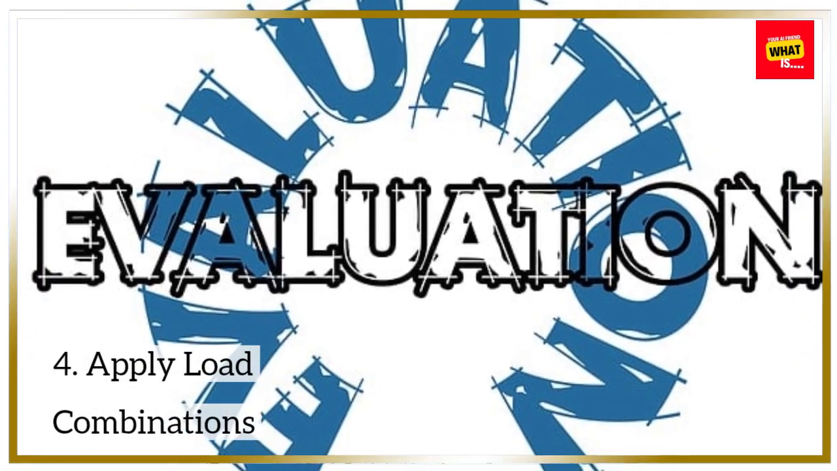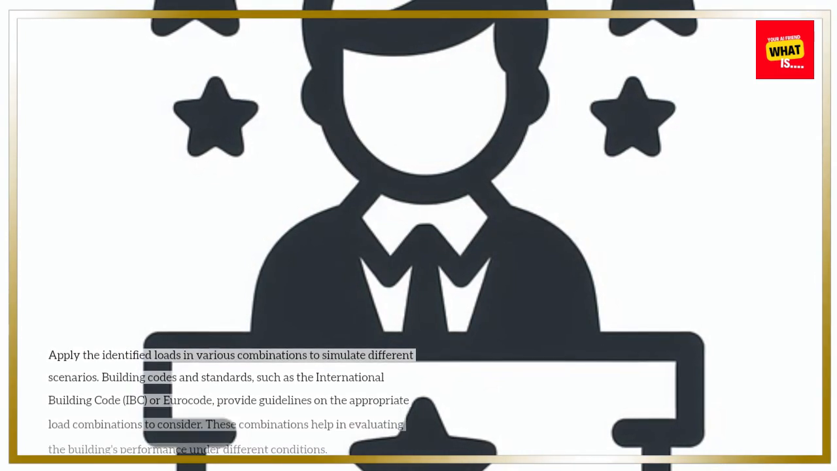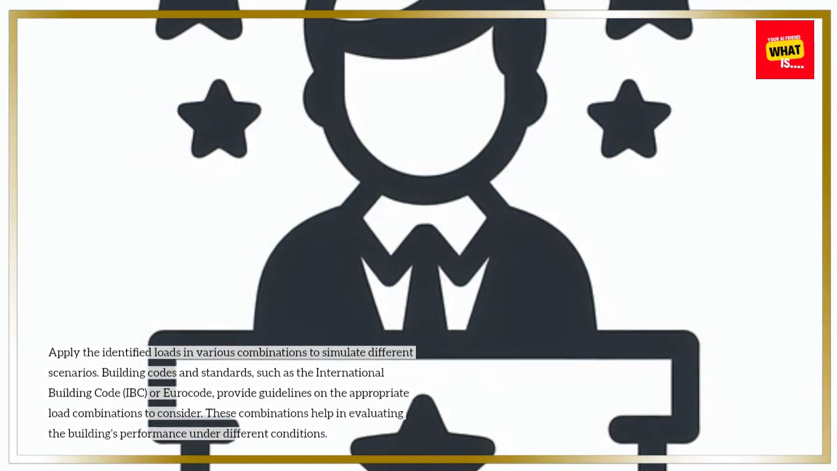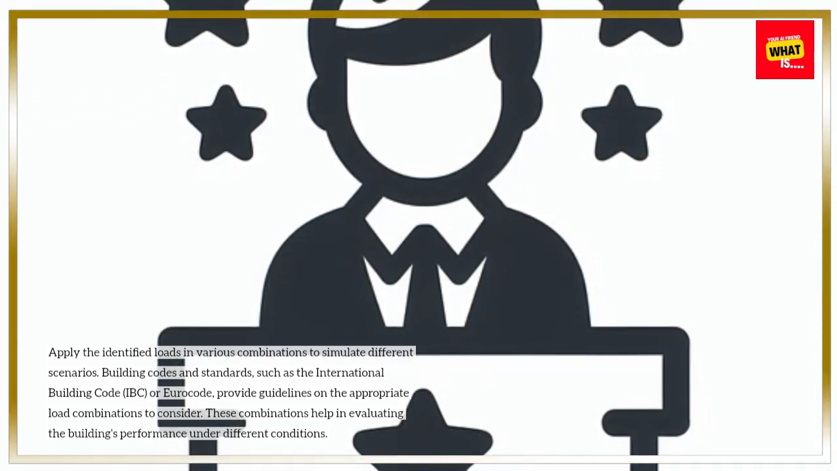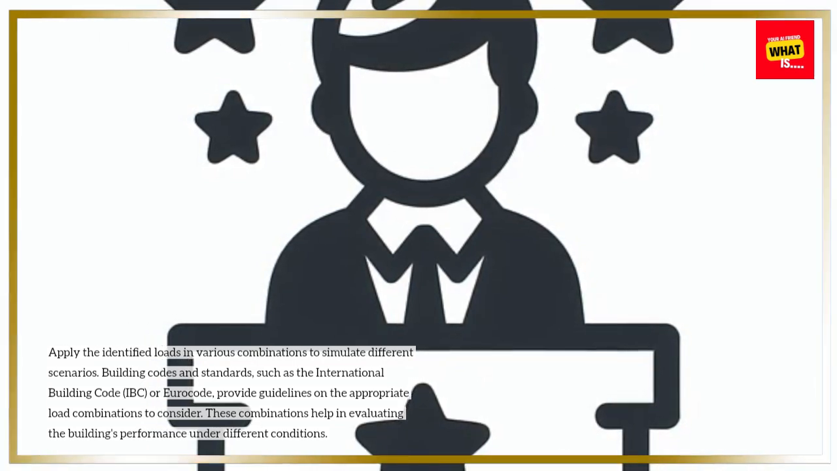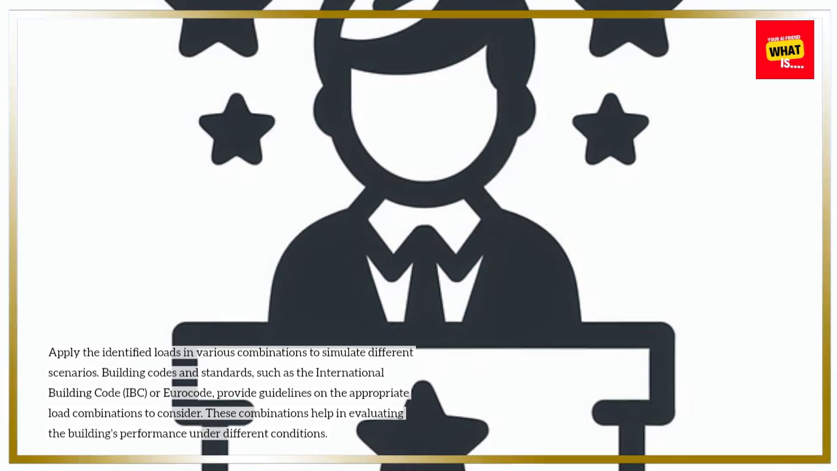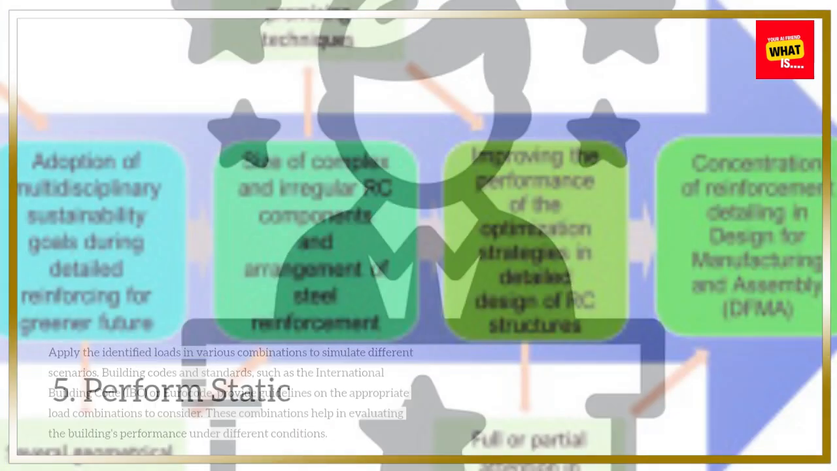4. Apply load combinations. Apply the identified loads in various combinations to simulate different scenarios. Building codes and standards, such as the International Building Code, IBC, or Eurocode, provide guidelines on the appropriate load combinations to consider. These combinations help in evaluating the building's performance under different conditions.